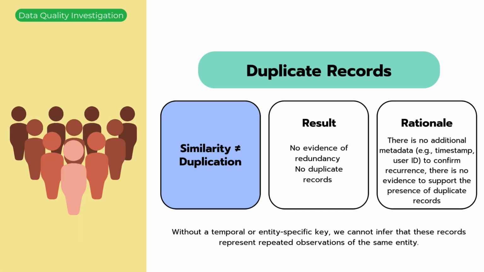Duplicate records. Similarity does not equal duplication. The result is no evidence of redundancy, no duplicate records. Rationale: there is no additional metadata such as timestamp and user ID to confirm recurrence. There is no evidence to support the presence of duplicate records. Without a temporal or entity-specific key, we cannot infer that these records represent repeated observations of the same entity.